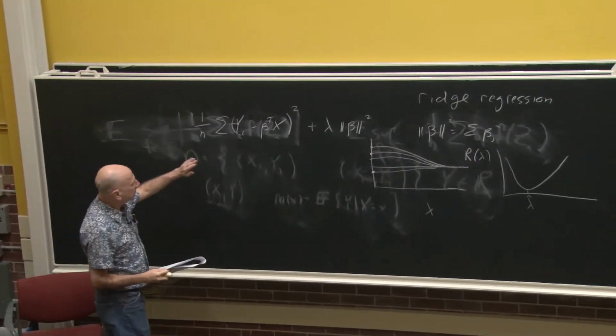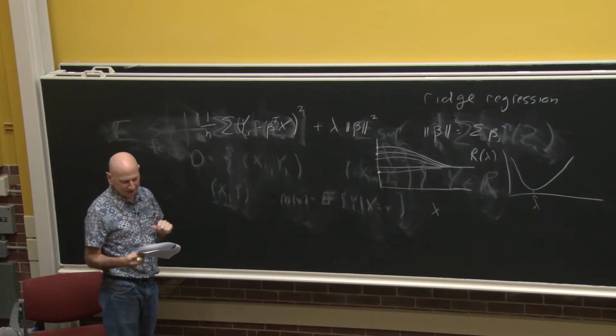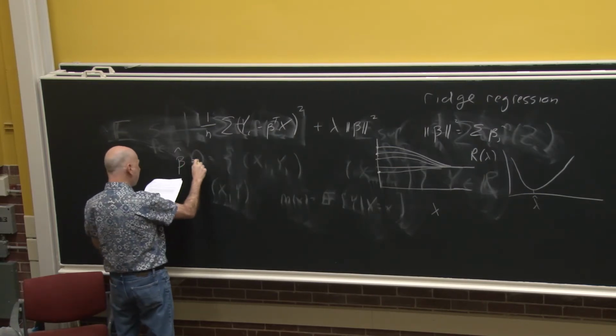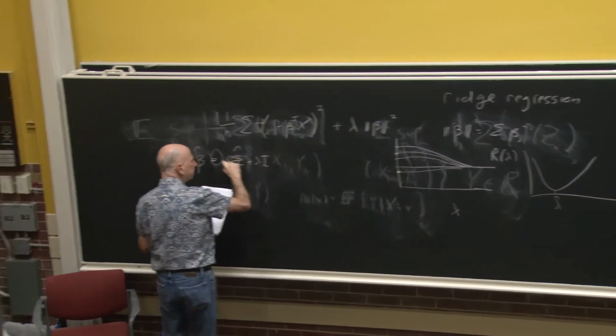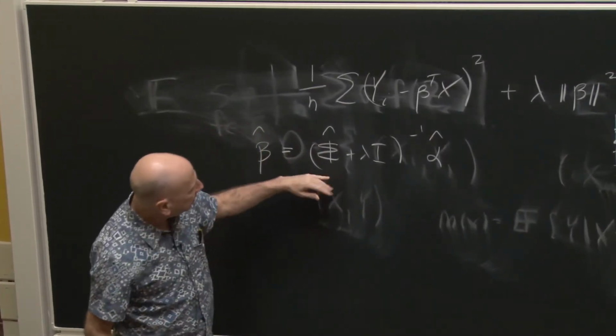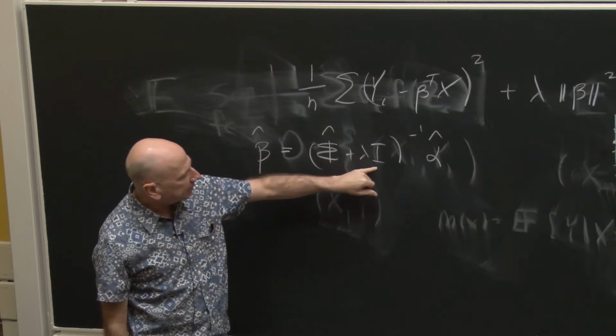The nice thing about it is if I minimize this, because everything here is differentiable and so on, we can write down exactly what the estimator is. It's just beta hat, sigma hat plus lambda I inverse times alpha hat. So the only thing that's changed is where we had sigma hat inverse, now we add lambda times the identity matrix.